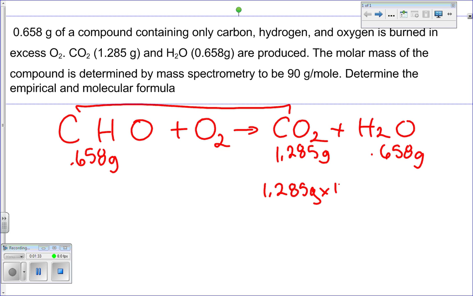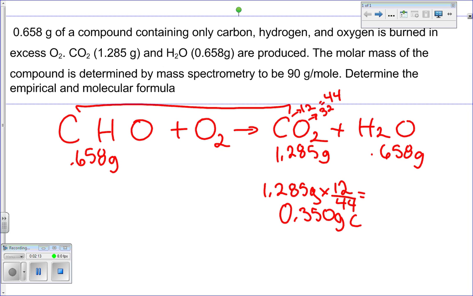For every CO2, it's 12, because carbon has a molar mass of 12, out of 44, because oxygen here has a molar mass of 32, so the total is 44. So 12 out of 44 of every gram of CO2 is carbon. If we do that calculation, the grams of carbon is 0.350. It's very important not to round this too much, because if you round too much, your ratios are not going to come out correctly when you do the empirical formula. So that's how many grams of carbon are in this compound.